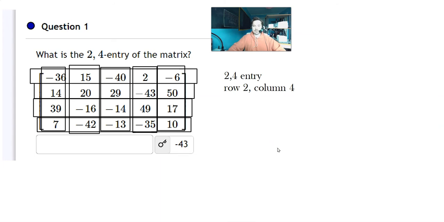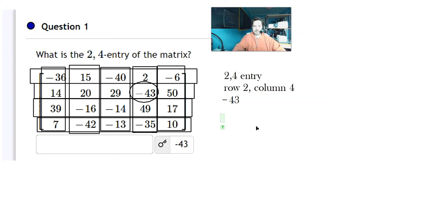So you're going to look for the row 2, column 4 entry. Row 2 is the second row, column 4 is right here, you see? So it's that entry. In other words, the value is negative 43. That's how you answer this question.